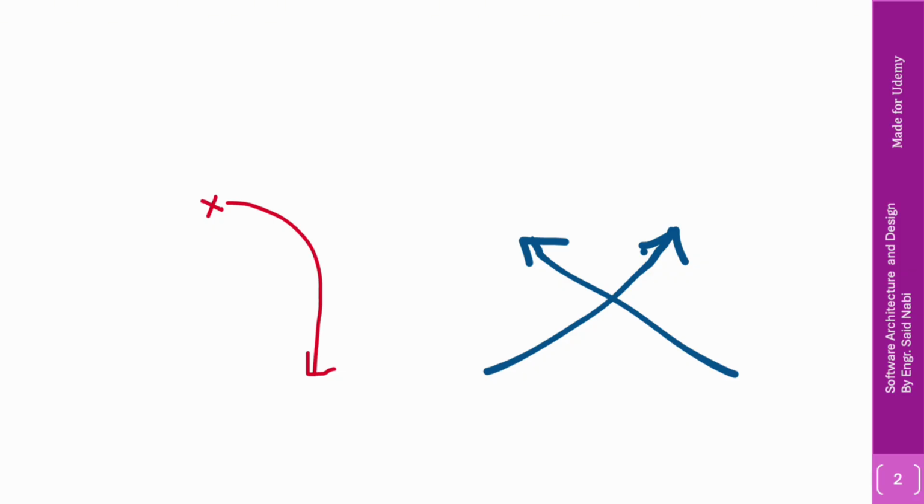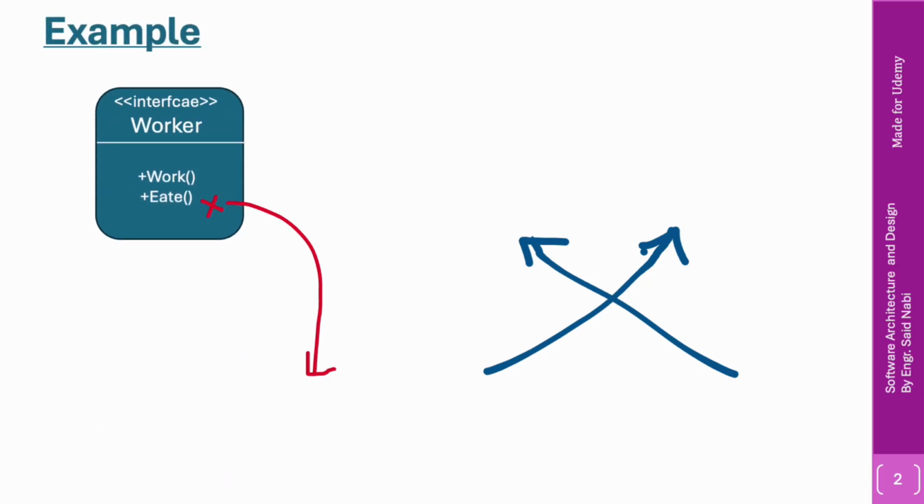Now let's discuss an example which will further enhance your understanding of the interface segregation principle. Whenever you're designing systems, you can easily spot whether you are violating ISP, the interface segregation principle, or whether you have to respect ISP. So here I have an interface called Worker. In this interface I have two methods, work and eat.